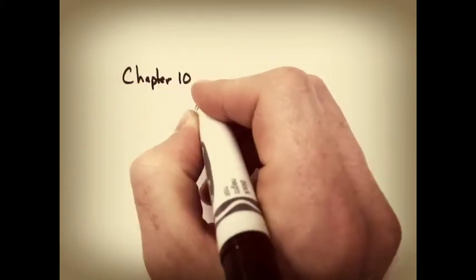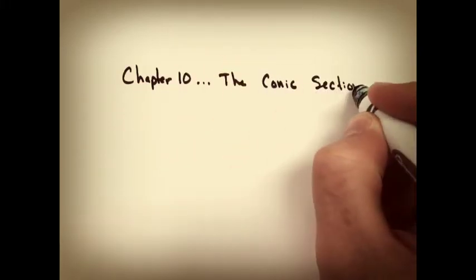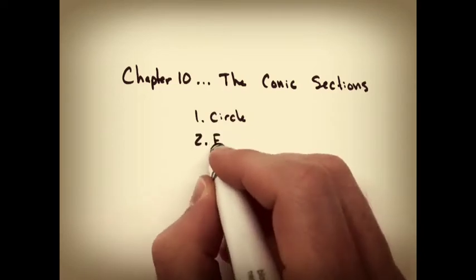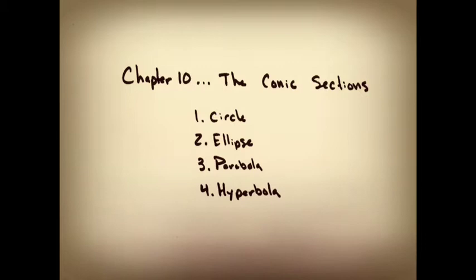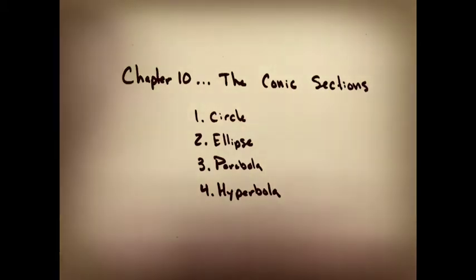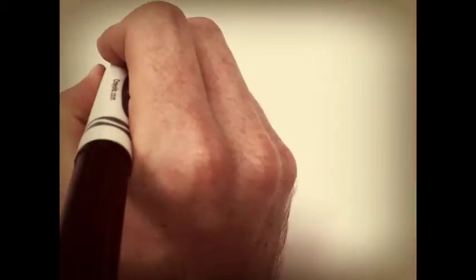So here we are, chapter 10. We're going to do the conic sections. Remember, there's 4 conic sections: the circle, the ellipse, parabola, and the hyperbola. We're going to start tonight's discussion with circle and ellipse. Those are our first 2 sections.